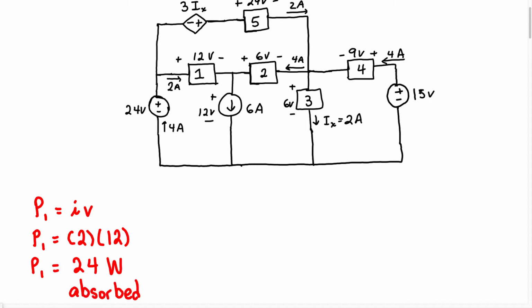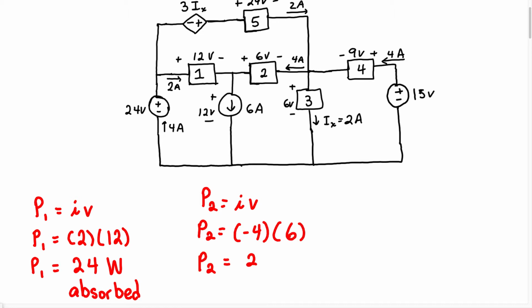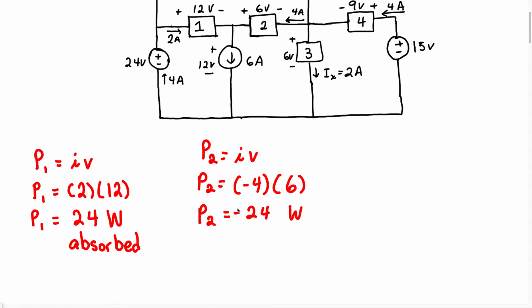Okay, let's look at element 2. So the power in element 2, I times V. The current going into element 2 is 4 amps, but because it is entering the negative terminal, we're going to treat it as negative. Therefore, we're going to say the current in element 2 is going to be negative 4 multiplied by 6. When you solve for that, you're going to get negative 24 watt. And we know because it's a negative power, this is going to be delivered or supplied. I'm just going to use supplied.